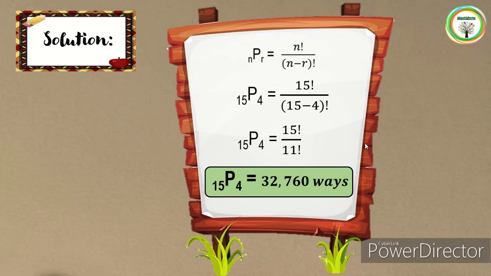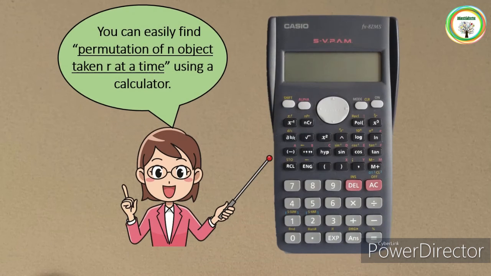Because on our calculator, the value of 15 factorial is already very big. That is why there is a times 10 to a power written there. So when the given is already very big and what is written on the calculator is already very long, we will directly divide on our calculator. So you will just type 15 factorial divided by 11 factorial. Okay. So, you can easily find permutation of n objects taken r at a time using a calculator.